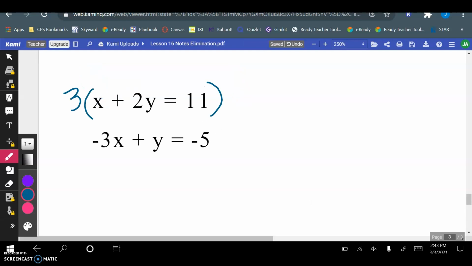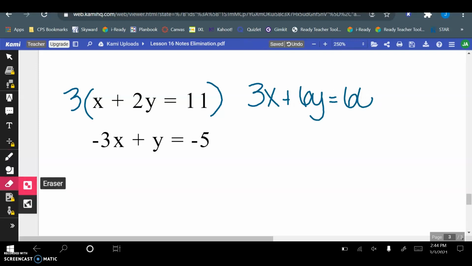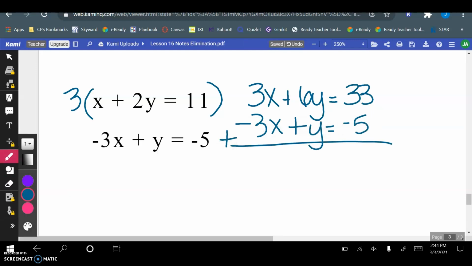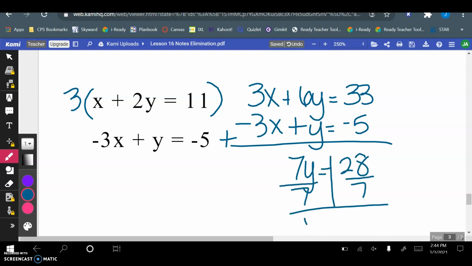So I get to pick what number I multiply by because I want to make them so that they cancel out. So I'm going to have 3x, 6y equals, not 66, how about 33? And then negative 3x plus y equals negative 5. So I'm going to add. The x's will cancel, we'll have 7y. 33 minus 5 would be 28. Then I'm going to divide by 7, so y equals 4.